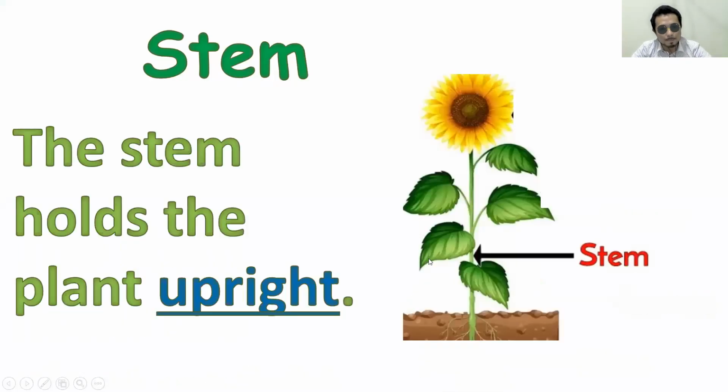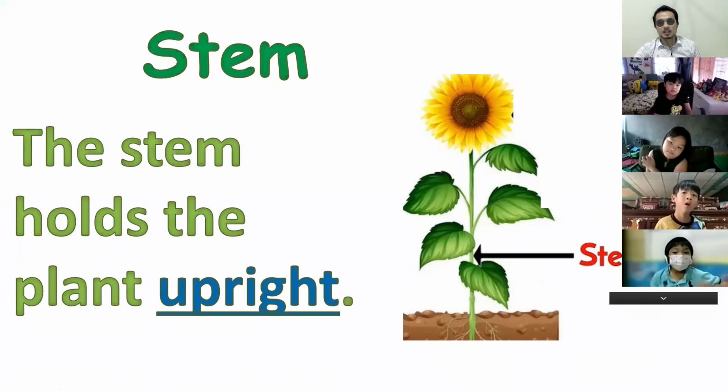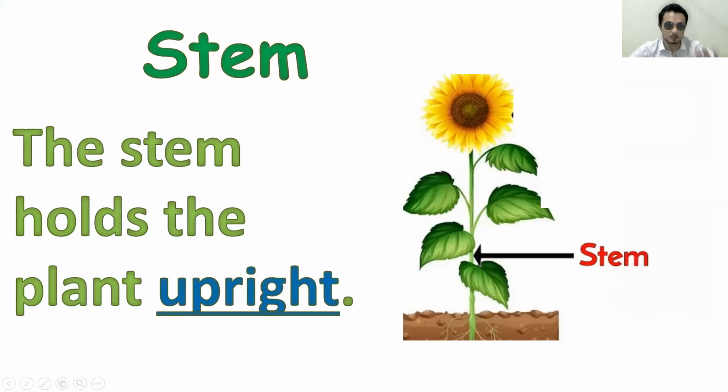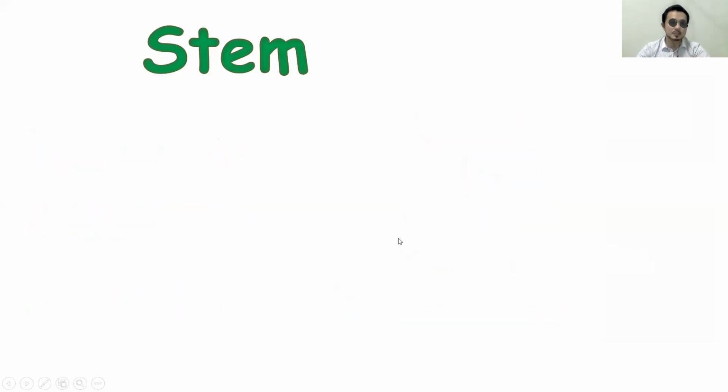The stem, it really helps the plants to stand upright. The plants stand upright because of the stem. See, the stem is very important, and always remember, without the stem, the plant cannot stand upright. Upright, the stem. Remember that one, okay?